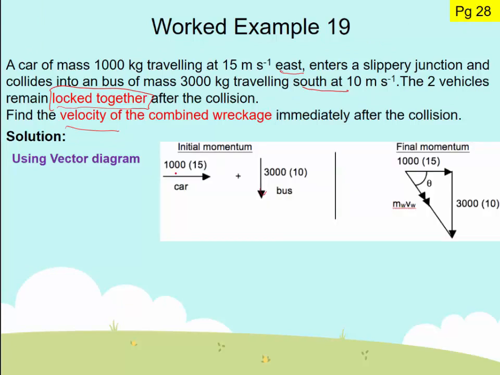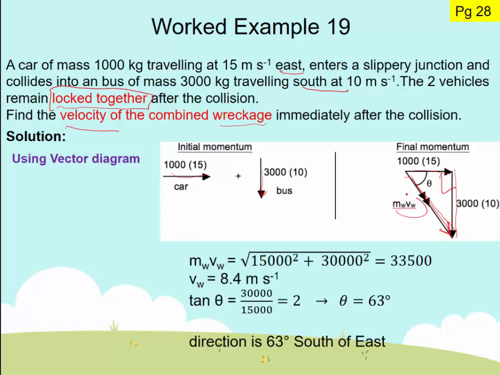You can see the car traveling due east and the bus due south in this direction. This is the initial momentum. The final momentum must be its resultant. So you draw the resultant. Since this is the resultant, you can use Pythagoras theorem to solve for v and use tan theta to determine the direction, and the direction is theta here, so it is actually 63 degrees south of east. In this case, we can use a vector diagram quite easily because we have a right-angle triangle.